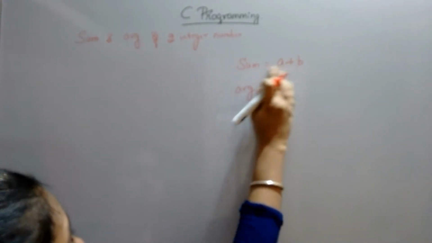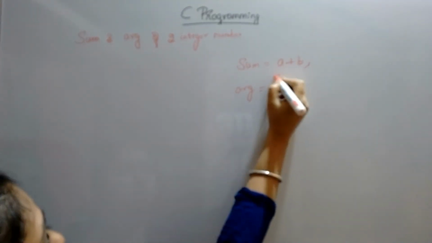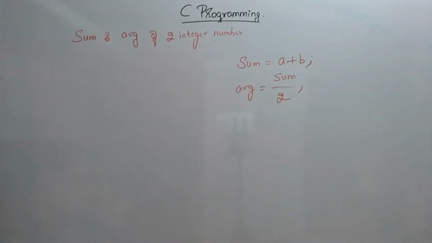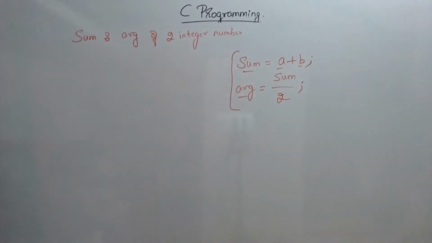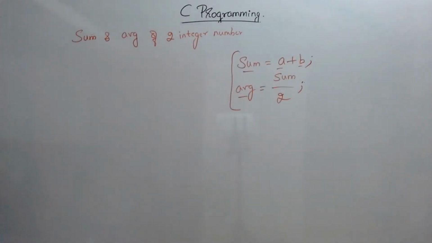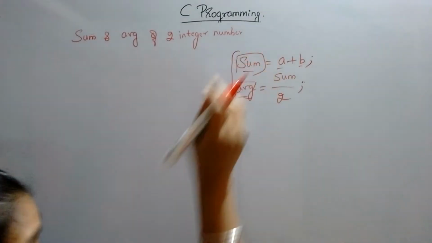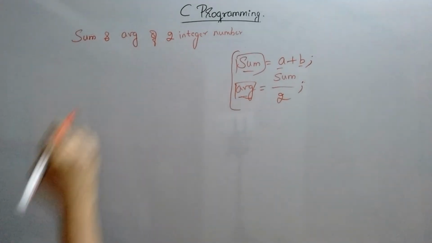Fine. Next, how to calculate average? Sum divided by number of variables. See how many variables are there: A, B, sum and average. Before using these variables in the program, first of all I have to declare these variables in the declaration part. Fine. Now what is the first step?